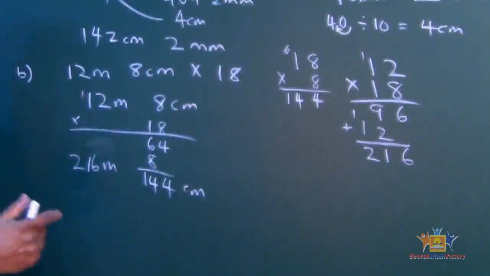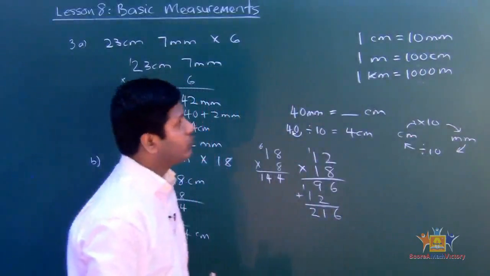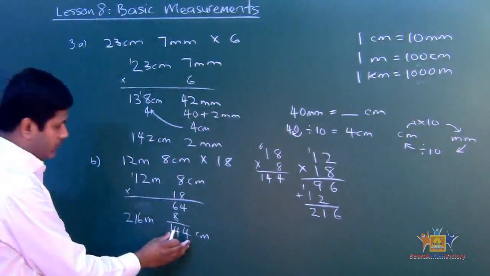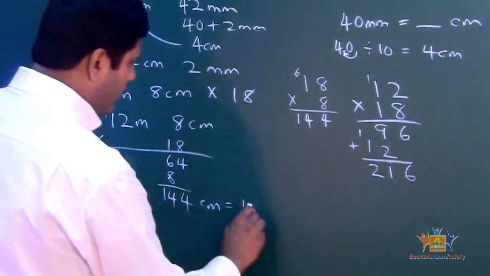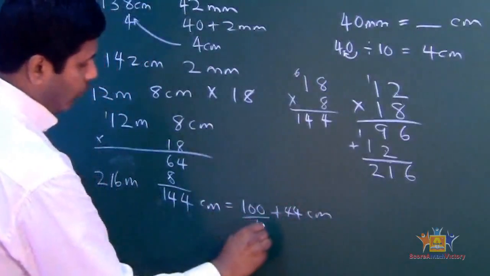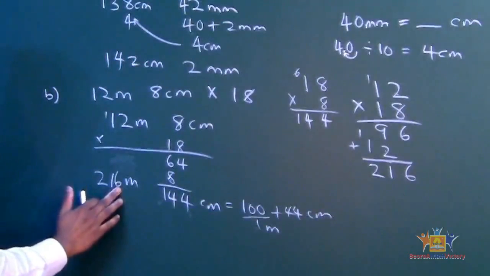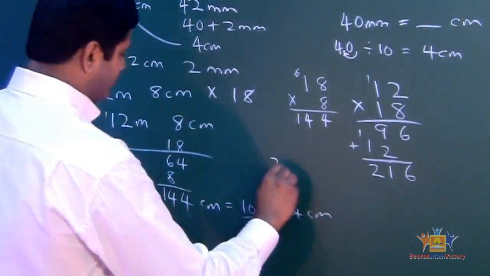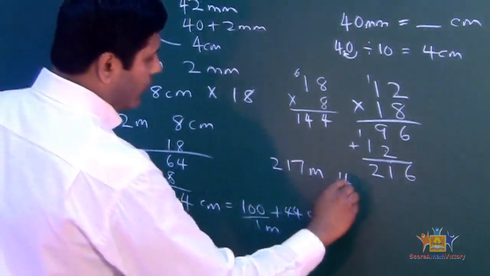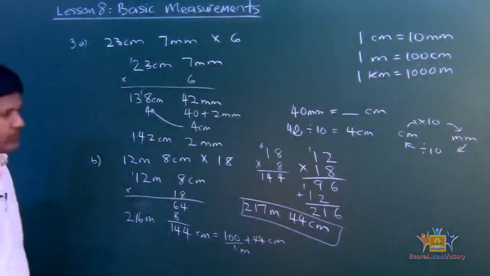144 centimeters. But 100 centimeters makes 1 meter. So you already passed that 100. So I can convert. In other words, I know this is 100 plus 44 centimeters. That means this is 1 meter. I can add that 1 meter to that. That gives me 217 meters and 44 centimeters. See that? Does that make sense?